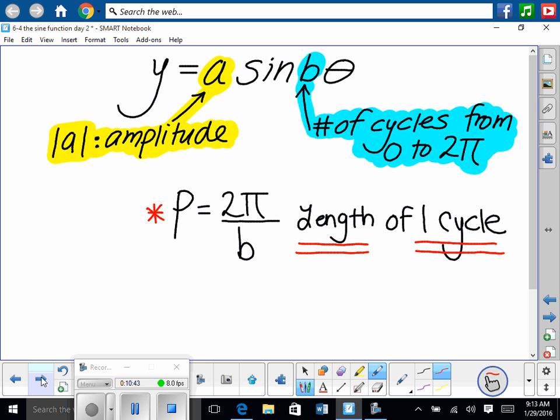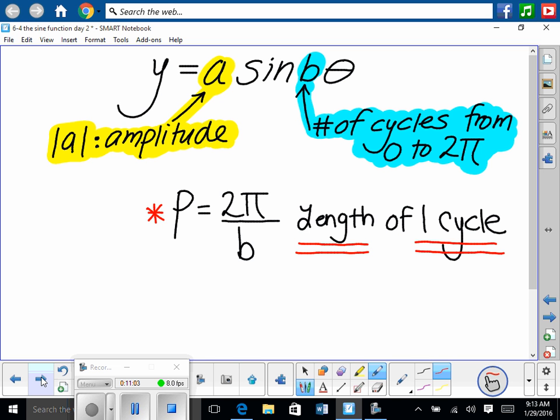So remember, we learned that the equation of the sine function is y equals a times sine of b theta, where a is the amplitude, and you have to look at the absolute value of a, because the negative in front just means it flips over the x-axis. So a is our amplitude: how far up from the midline, how far down from the midline.